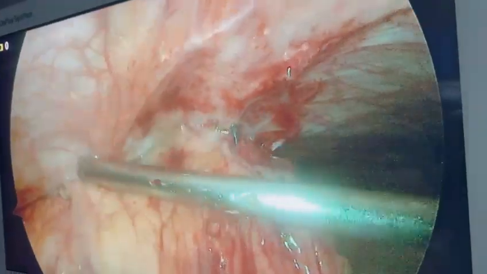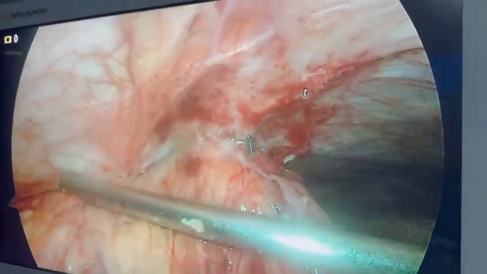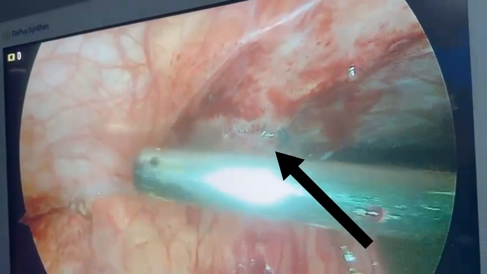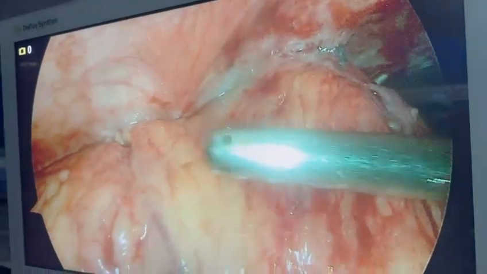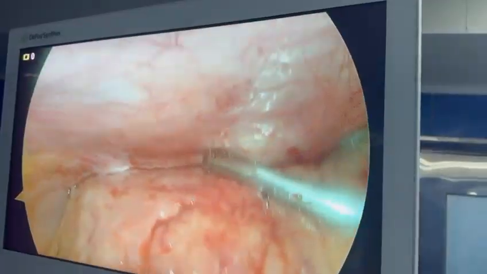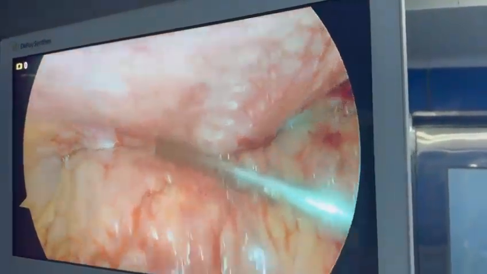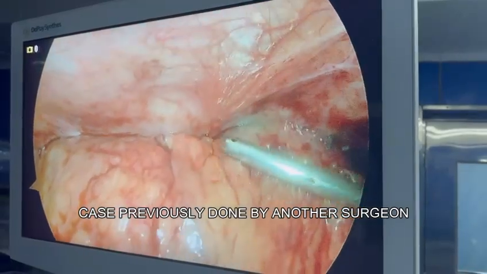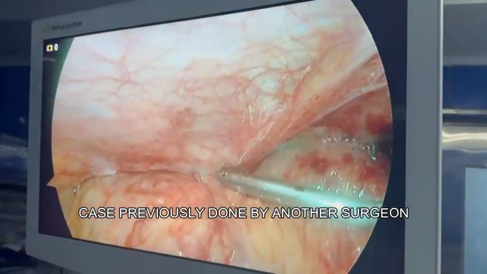Now, here, as we were trying to separate the omentum, you could see that that is probably a stitch. We are not very sure how that stitch was protruding from the anterior abdominal wall, and probably it entrapped some amount of omentum too.